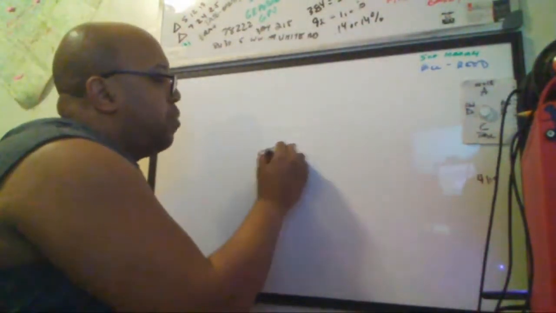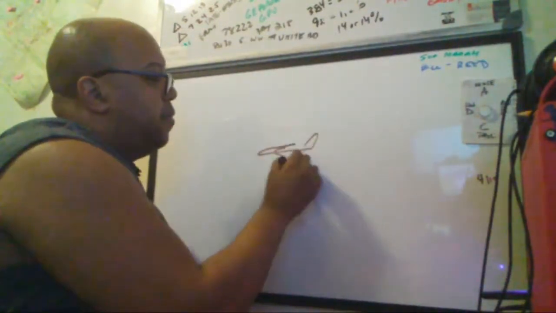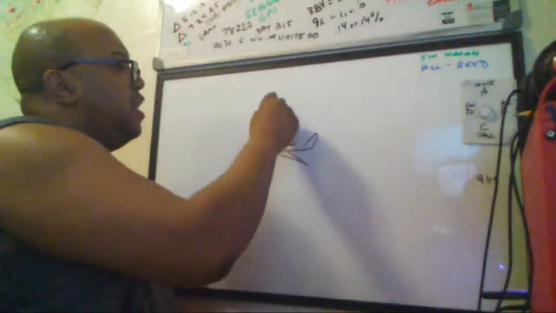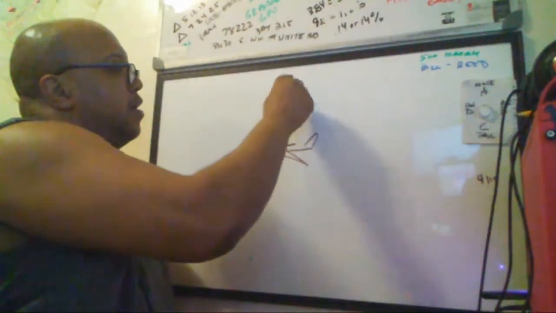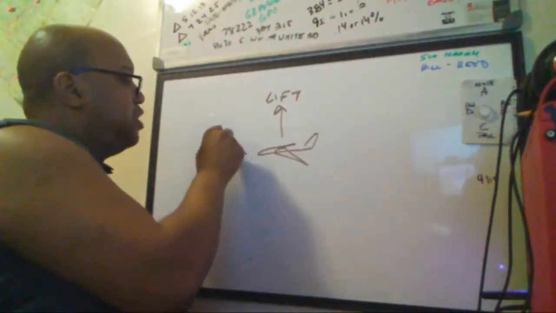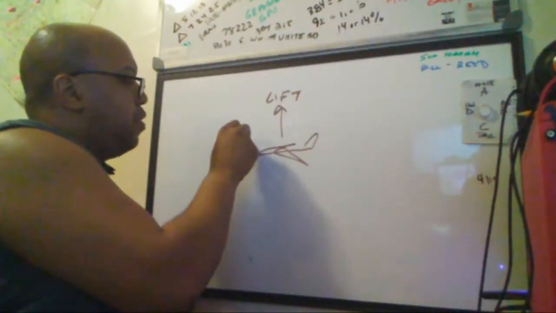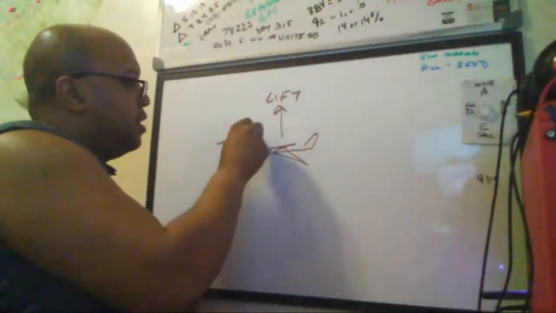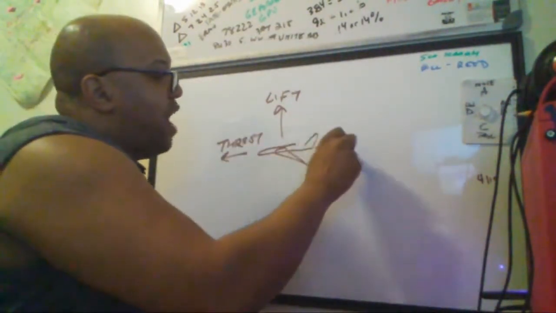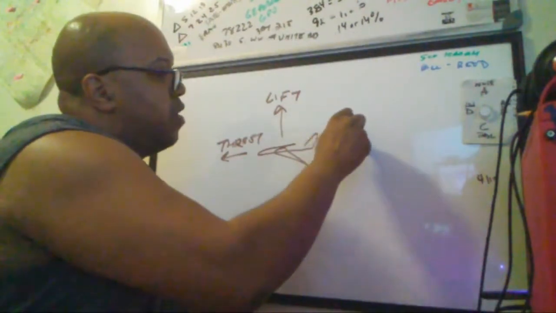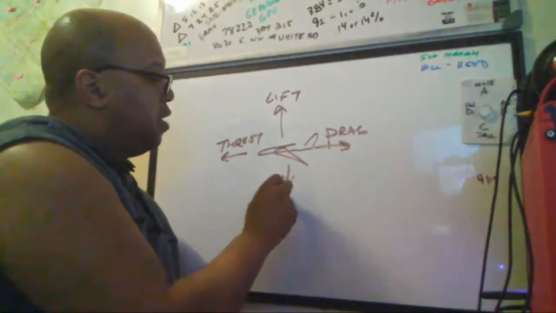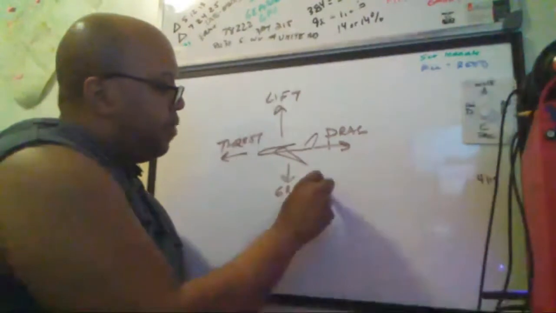So we have our airplane. We have lift, we have thrust that the engines are producing, thrust, T-H-R-U-S-T, sorry about that. We have drag, which is the rearward force, and then we have gravity, or some would say weight.